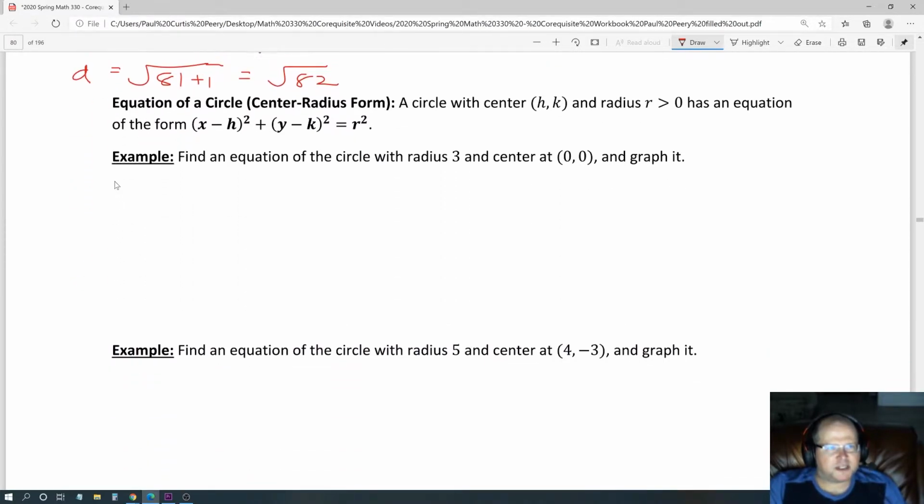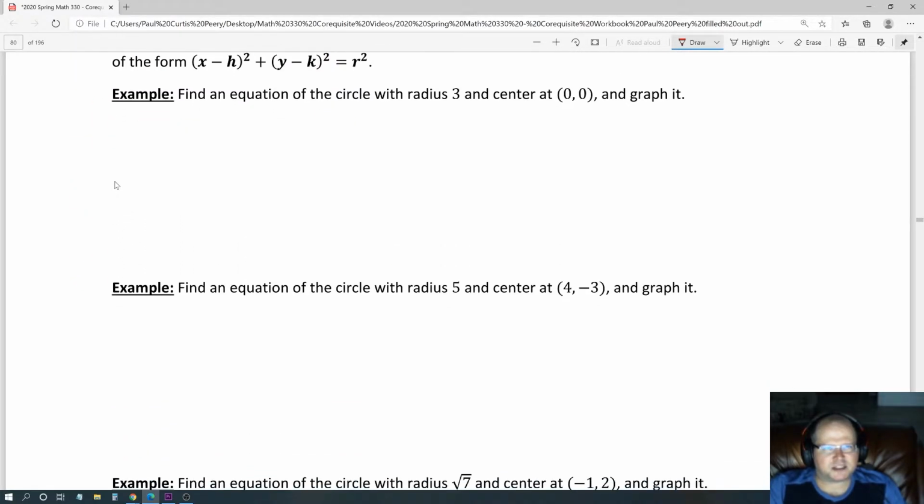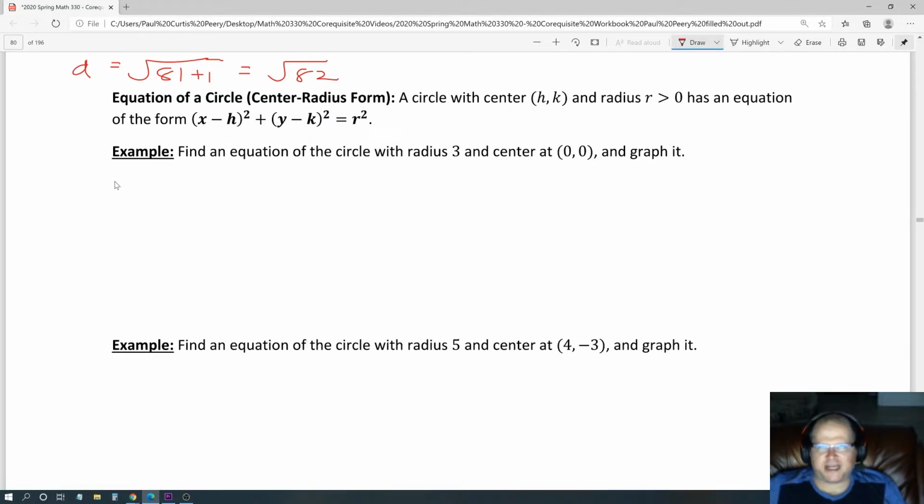All right. Equations of a circle, center, radius form. A circle with a center h, k and a radius of greater than 0 has an equation of parenthesis x minus h squared plus parenthesis y minus k in parentheses squared equals r squared. Now notice that the signs on both of these are opposites, and that's going to come in handy whenever we're pointing out the center of the circle.